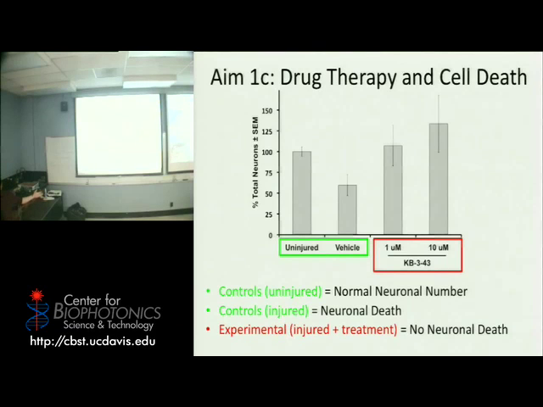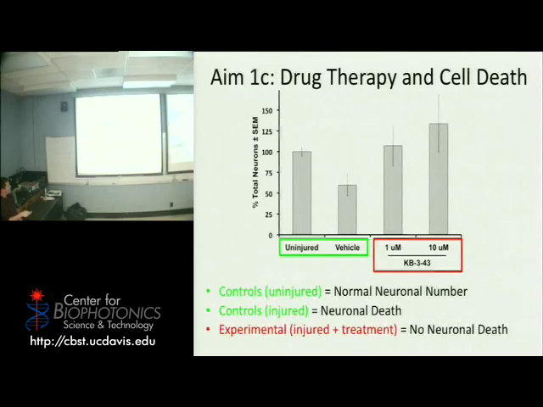Then I have to make sure when I do my test with the drug that the injury is still doing what it's supposed to do. So here's my injury with no drug, and it's right at 50%. So I know my injury is still working. And I have had occasions, you'd think you're bending a rubber band, injury always works. Doesn't always work. So it's important to have this control. So we know that we have the right amount of cell death.